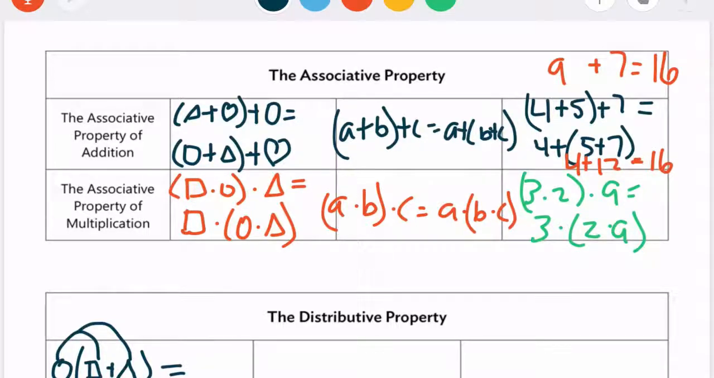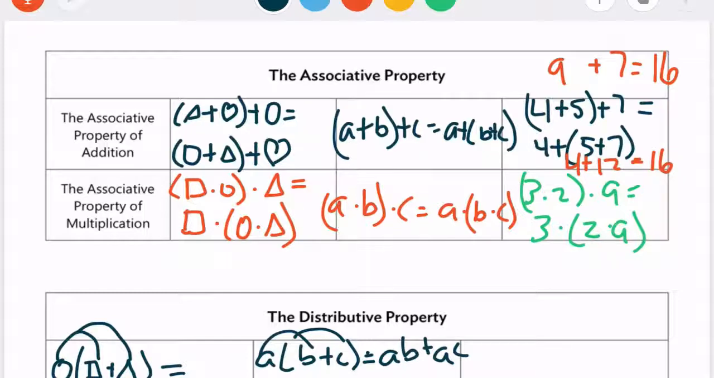Plus the circle times the heart. So you're taking whatever is outside the parentheses and multiplying it by everything inside. So A times B is just AB, plus A times C is AC. We could also do this with subtraction. So that would be AB minus AC.